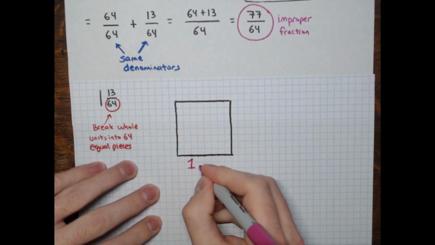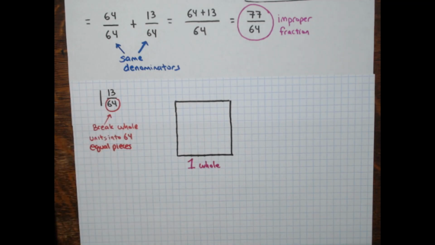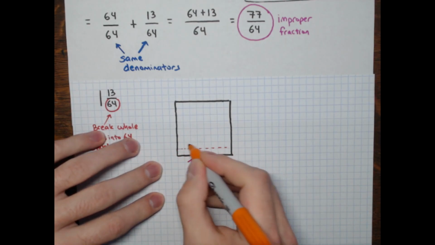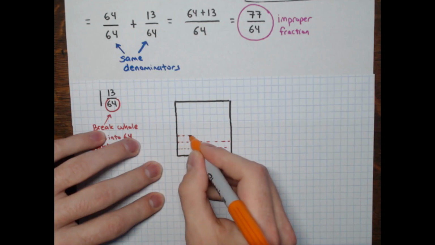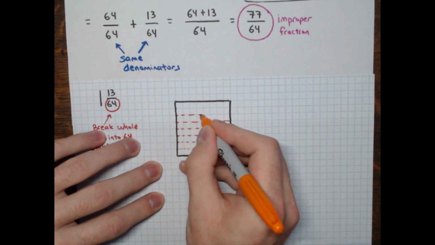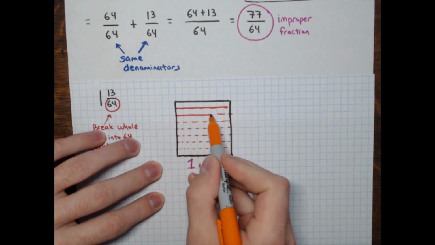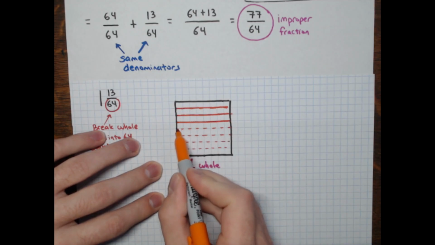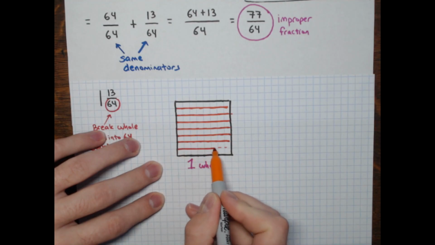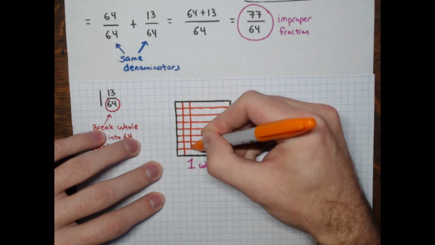So here's 1 whole. This is representing the number 1. And it is broken up into 64 equal pieces, right? Bear with me here, I'm just going across here, all these lines. I should make these solid. Feel free to skip ahead and then go down all these other lines on the paper.